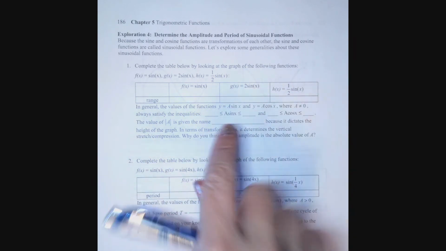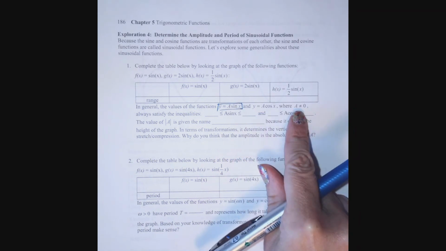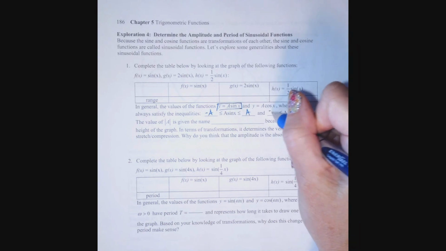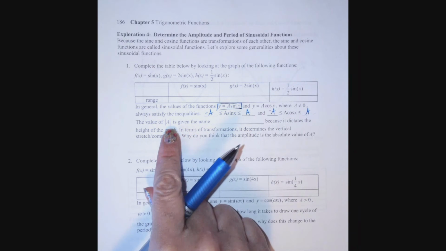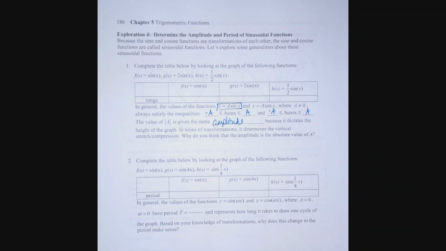In general, the values of y equals a sine of x and y equals a cosine of x, where a is not 0, always satisfy the inequality from negative a to positive a, for both sine and cosine. The absolute value of a is our amplitude. It tells us how high and how low our graph goes. It dictates the height of the graph, the peak and the trough. In terms of transformations, it determines the vertical stretch or compression, stretch or shrink.